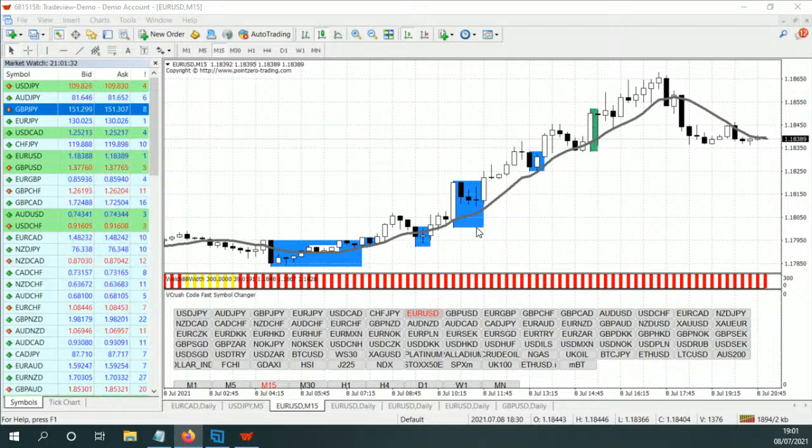Let's look at another one. This black candle, also the same thing, is smaller than this previous candle. Both the high and the low are inside it. So this is what is called the inside candle.